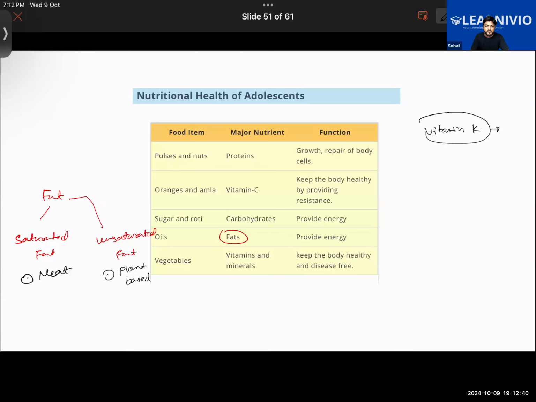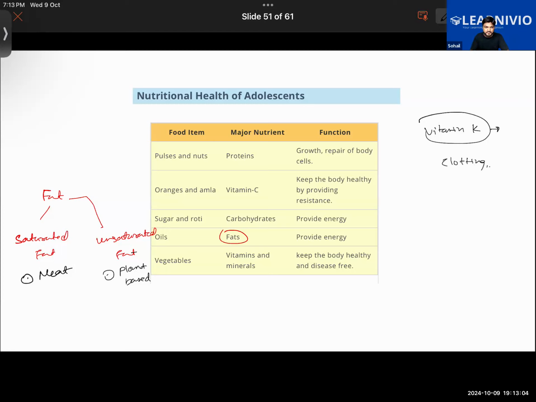It's important for the blood. How? In what manner is it important? Liver functioning. Healing. For wound healing. No, particularly for the clotting of the blood. Vitamin K is particularly important for blood clotting.